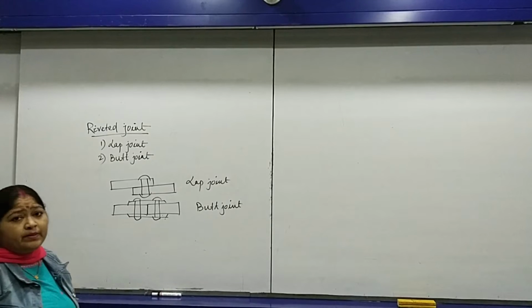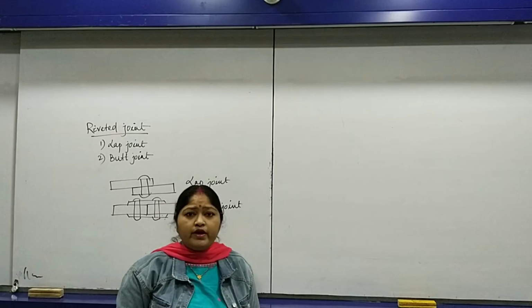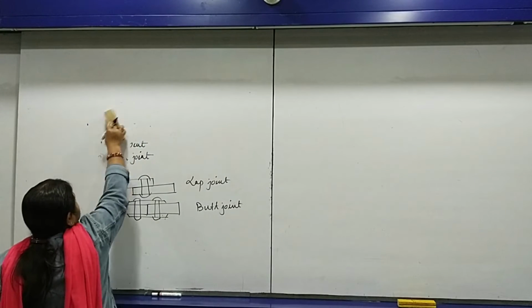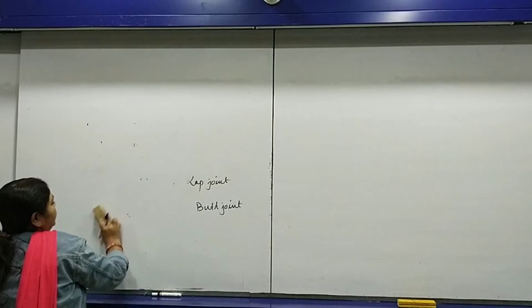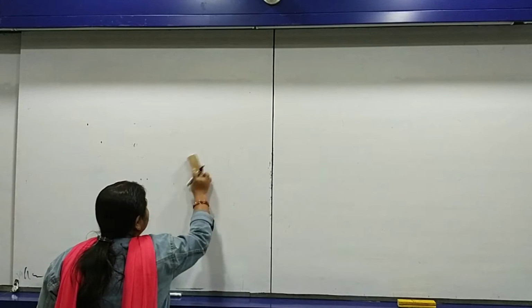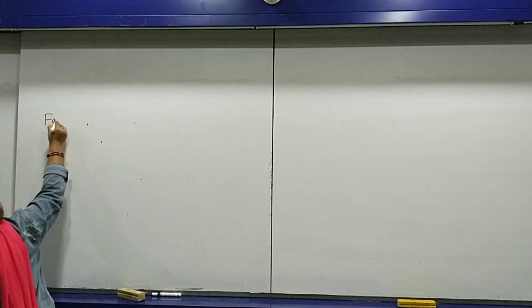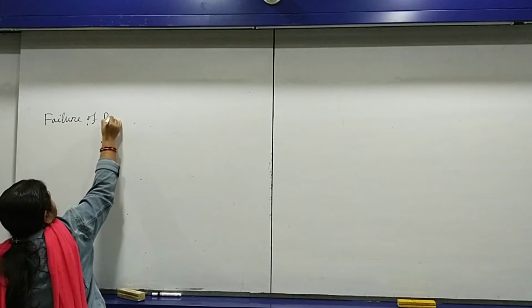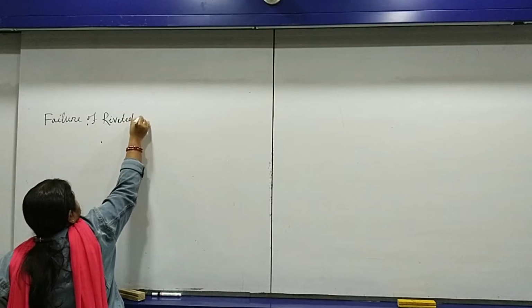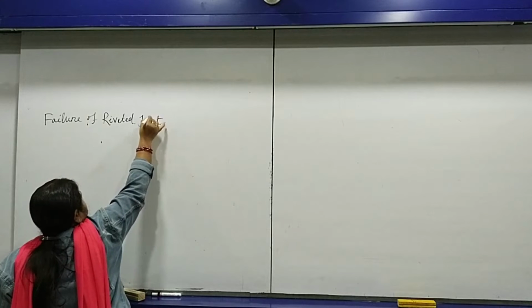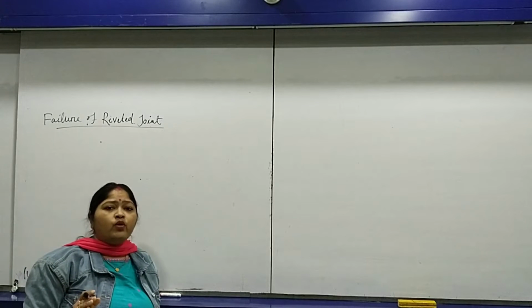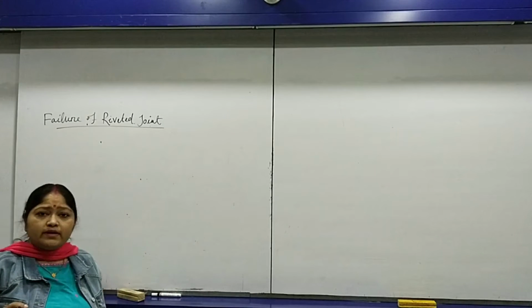Today we will discuss the failure of a riveted joint. What are the different types of failure that occur in a riveted joint? Actually, there are four types of failure that occur in a riveted joint.